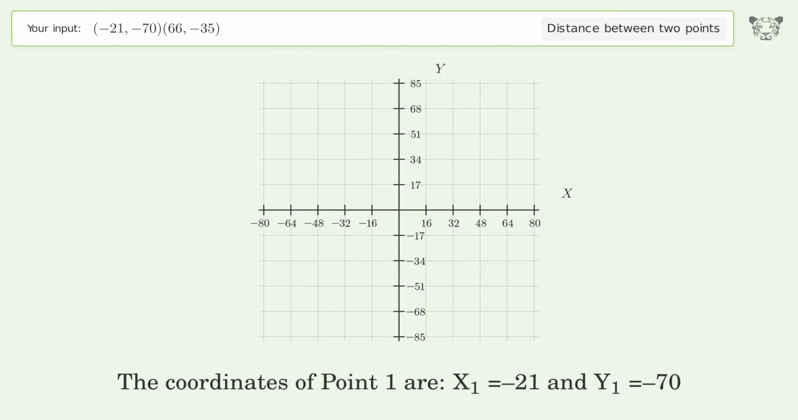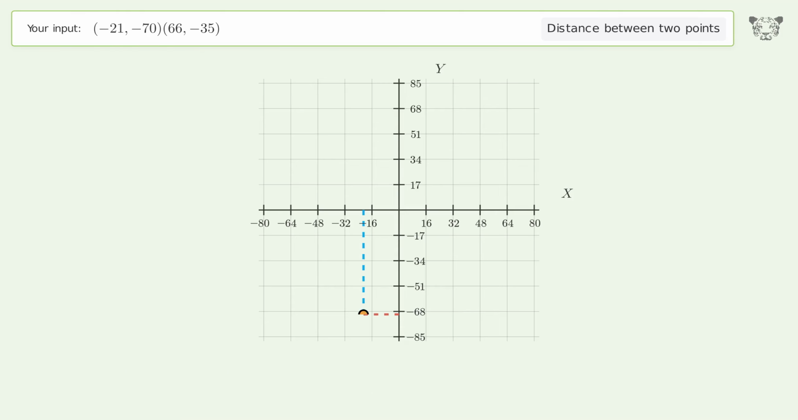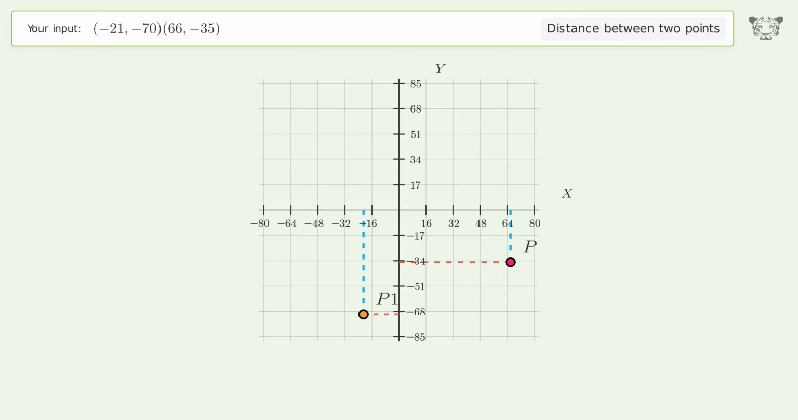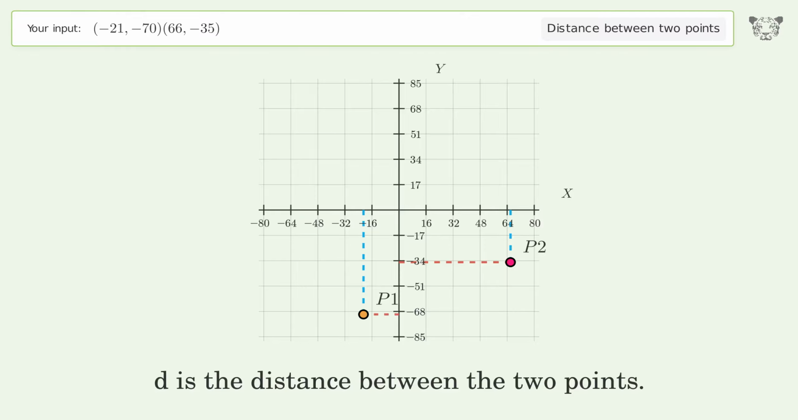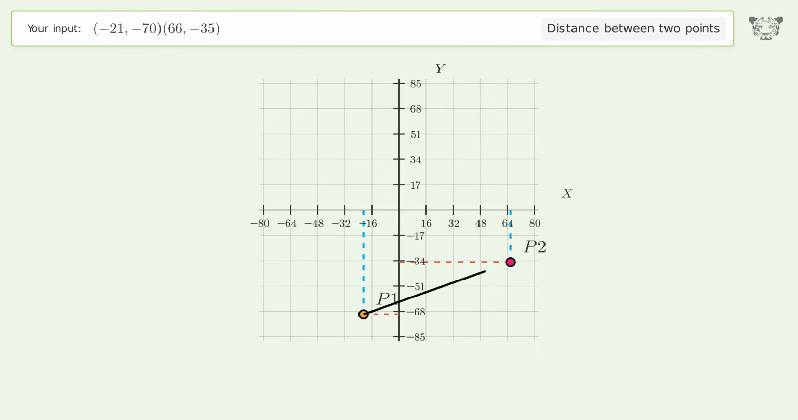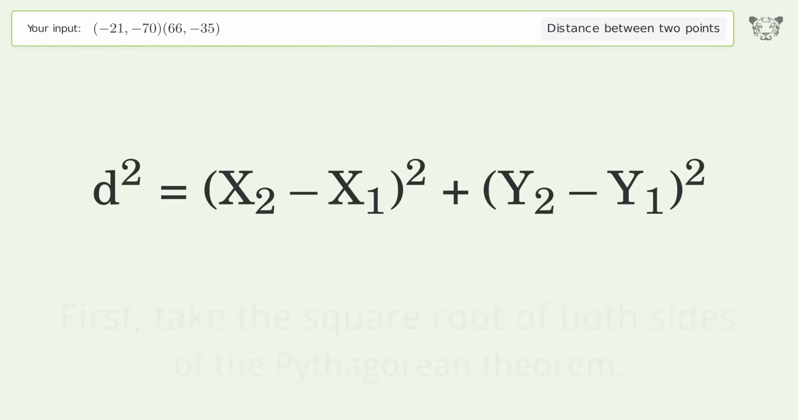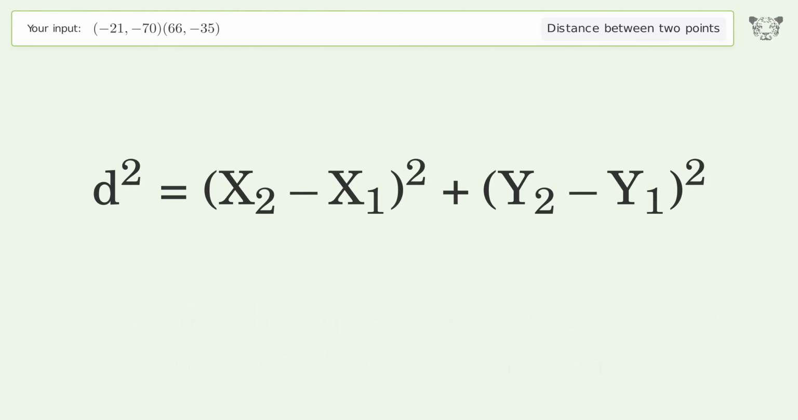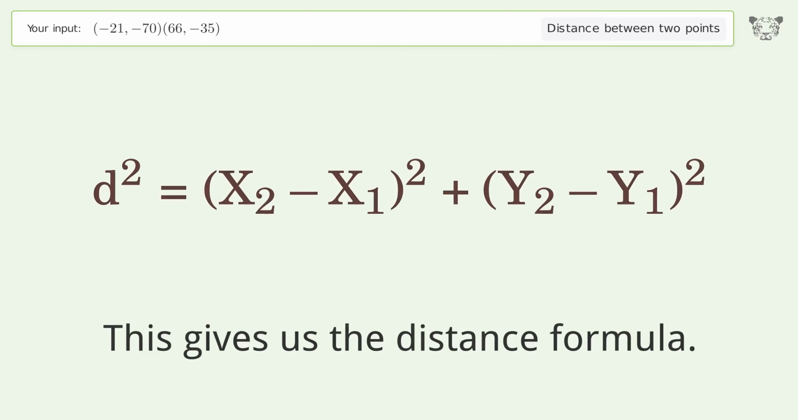The coordinates of point 1 are x1 equals -21 and y1 equals -70. The coordinates of point 2 are x2 equals 66 and y2 equals -35. D is the distance between the 2 points. First, take the square root of both sides of the Pythagorean theorem. This gives us the distance formula.